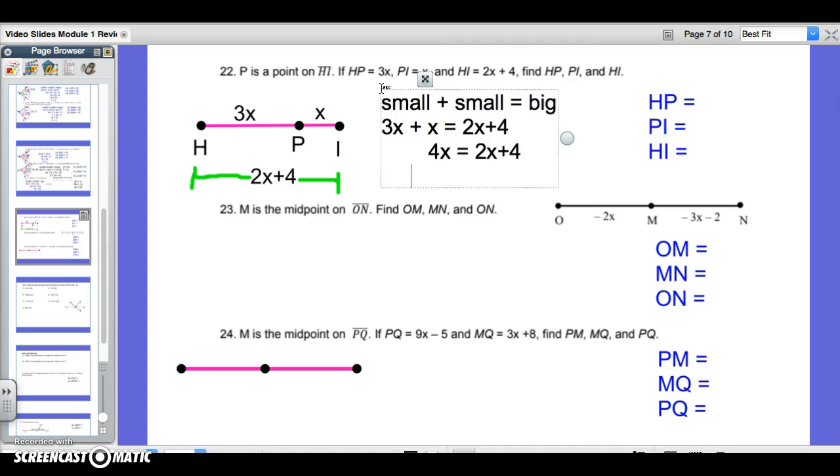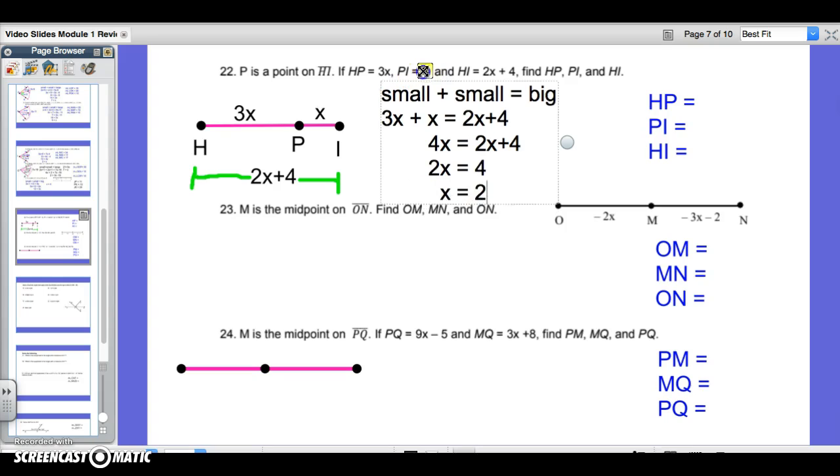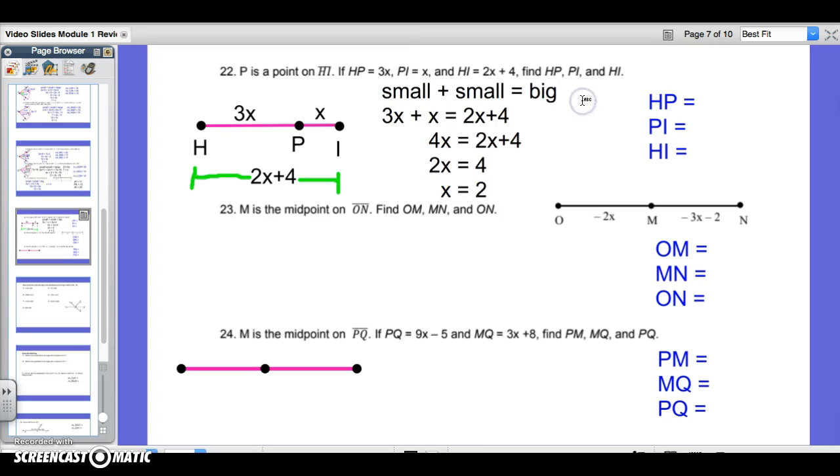So we can subtract the 2x from both sides. So then we get 2x is equal to 4. Divide by 2, and we will get x is equal to 2. Okay, so x is equal to 2. Now let's plug this in and figure out what each of these parts are.